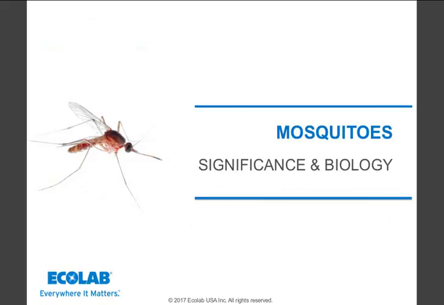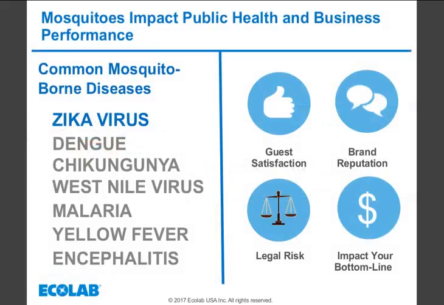All right, let's get started with a brief introduction to mosquito significance and biology. As I already mentioned, mosquitoes are one of the deadliest animals in the world, and they're known vectors for many serious viruses like malaria, dengue, and West Nile. And more recently, you've probably heard about Zika, which has exploded in Latin America and more recently here in the United States as well.